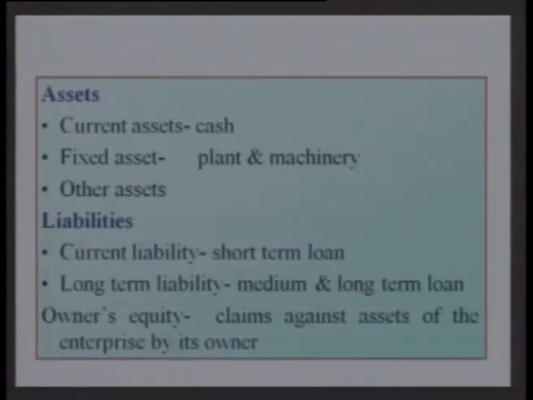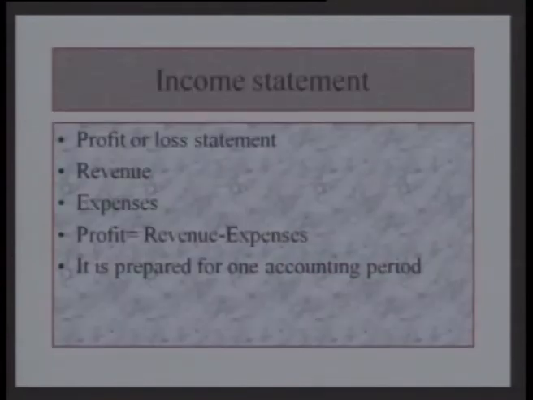On the asset side we have the current assets, fixed assets and other types of assets. On the liabilities side we have the current liabilities, which are short-term loans, the long-term liabilities, which are medium and long-term loans, and the owner's equity. The owner's equity is nothing but the claims against the assets of the enterprise by the owner. So how much claim the owner has on the firm, that is the owner's equity. And these three together balance the accounts of the firm.